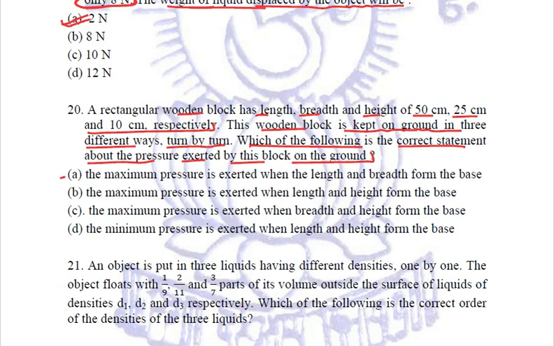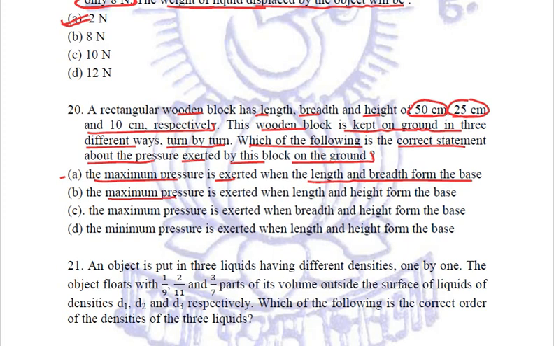First option: the maximum pressure is exerted when the length and breadth form the base. No, because the length is 50 and breadth is 25. When we multiply and calculate the area, it is the largest possible one. So it is going to exert the minimum pressure. Let's see the second option.